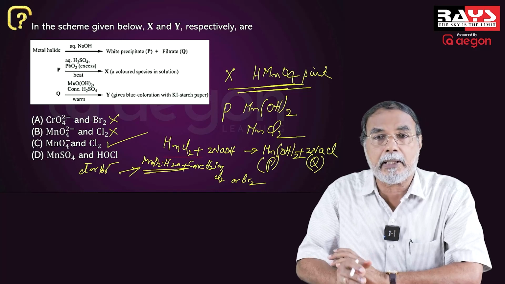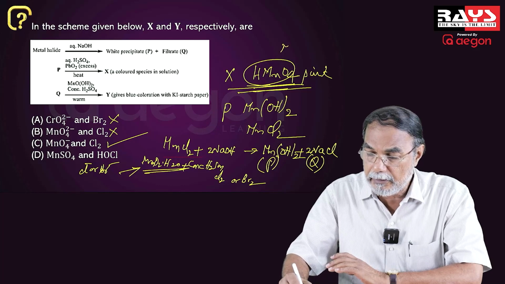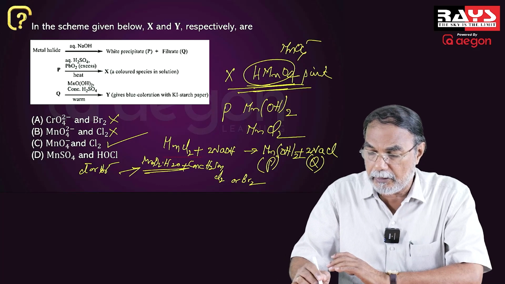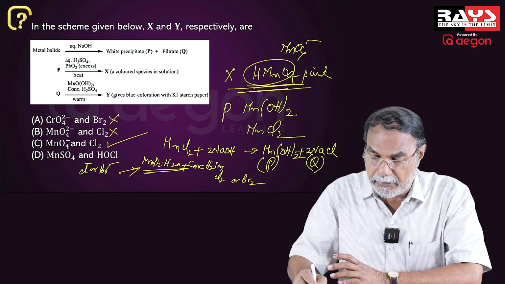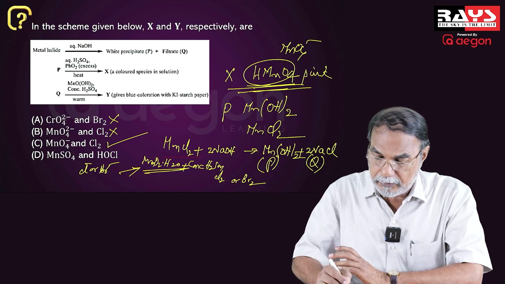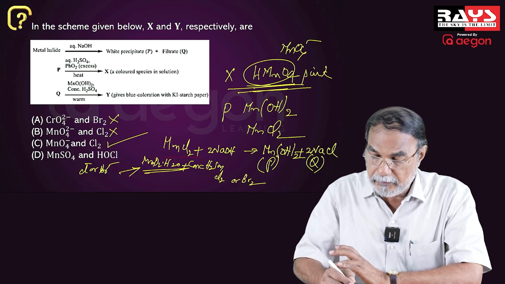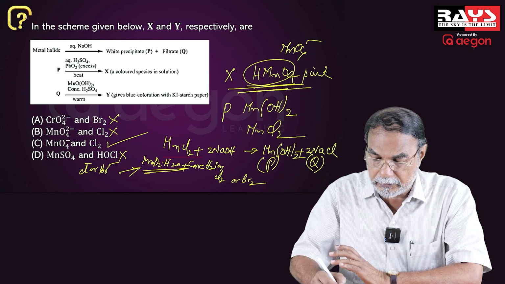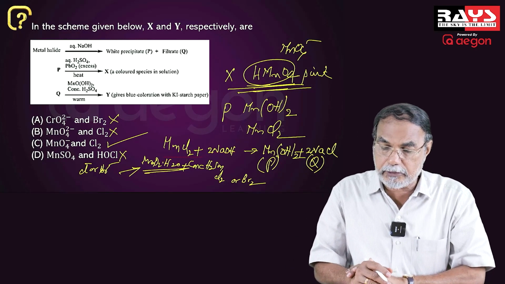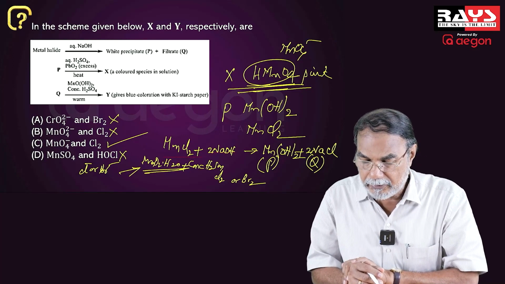The third is permanganate and chlorine, that's a correct option, because what is formed here is permanganic acid containing permanganate ion, MnO4 minus, and X is permanganate, and Y is chlorine or bromine. In this case, it's chlorine, so permanganate and chlorine, that's the correct option. And D is manganese sulfate and HOCl, that is also not a correct option. So there is only one correct option. X is permanganate and Y is chlorine.